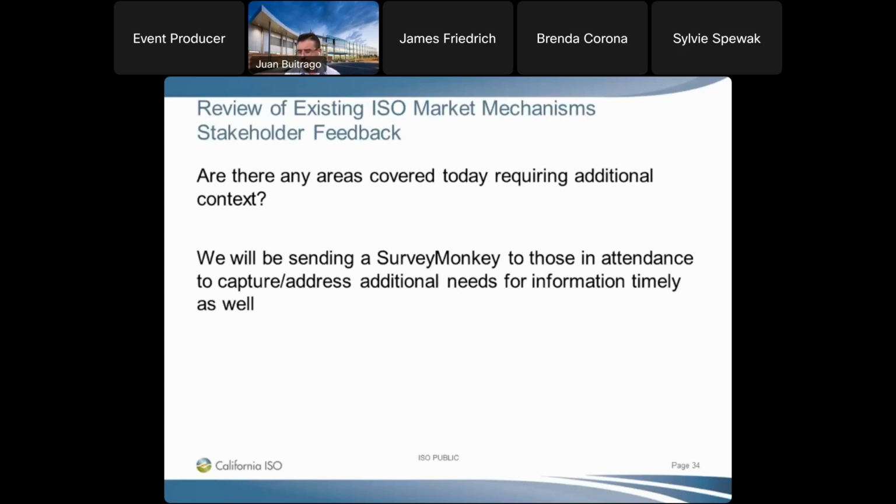We're going to edit our comment template to be reflective of the fact that we did not get to those problem statements, and maybe we can take a little bit of time for you to absorb the information that James provided and then give us your thoughts there. While we're on this slide, are there any additional areas that require additional context? Again, we will be sending that SurveyMonkey out to you, and we look forward to hearing your feedback so that we can make sure that we're having an informed discussion moving forward into these thematic areas.